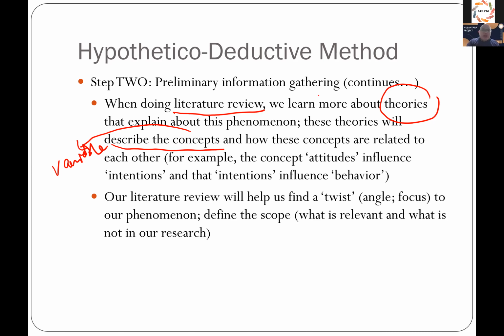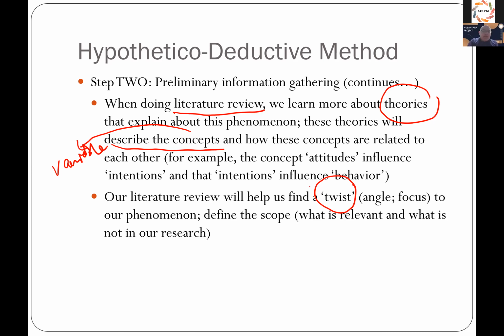Based on the theory, they will explain how these variables are related, maybe in this way or in another way. So you get more ideas before you proceed to writing. So that's very important to read through. Our literature review will find a twist. Twist means a different perspective, a different angle. So maybe, let's say, Western researchers look at it this way, but Asian researchers look at it another way. That is very interesting. If you can combine it and synthesize it, then it becomes something worth being read.